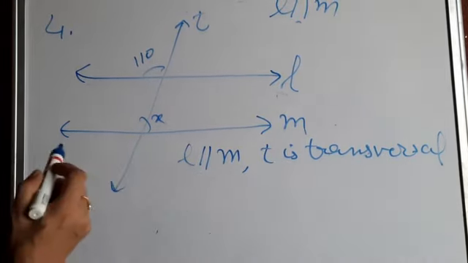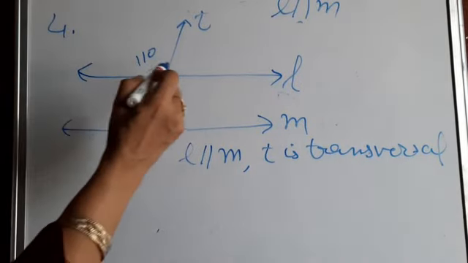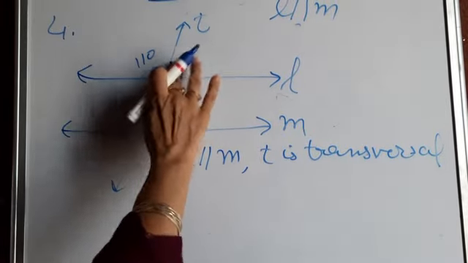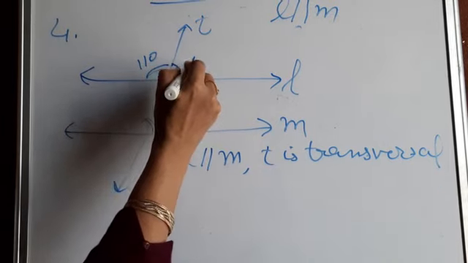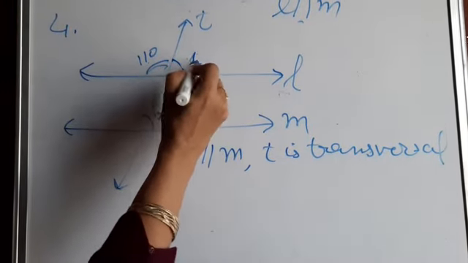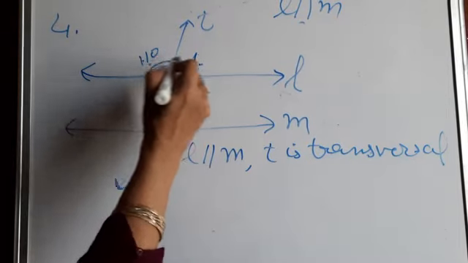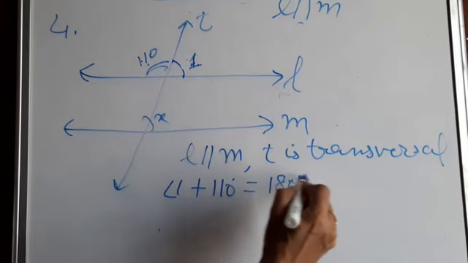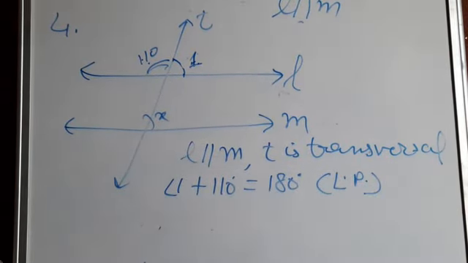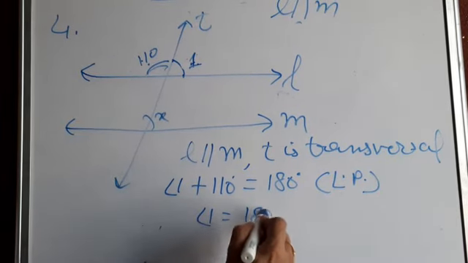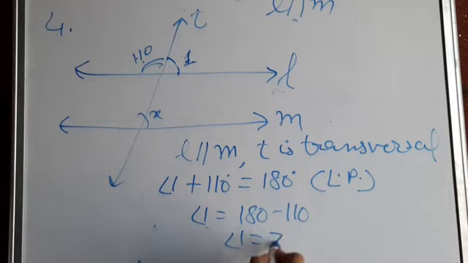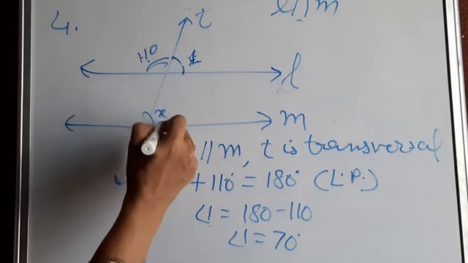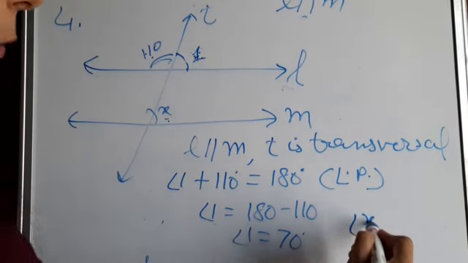Now you have to write down how you will find the value of x. First of all, write down angle 1 so that you can find the value of this angle. Now 110 and angle 1, both angles are making a linear pair. So write down 1 plus 110 equal to 180, reason linear pair. So angle 1 will be equal to 180 minus 110, angle 1 is 70 degrees. Now 1 and x are corresponding angles, so x is equal to angle 1.